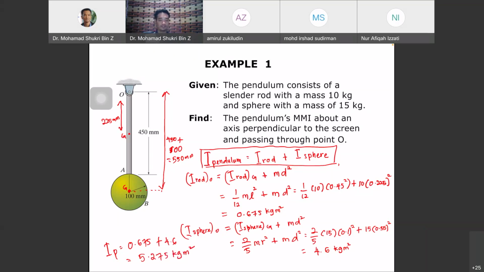So setakat ni ada soalan? Kalau ada boleh tanya ataupun tuliskan dekat chat box lah.